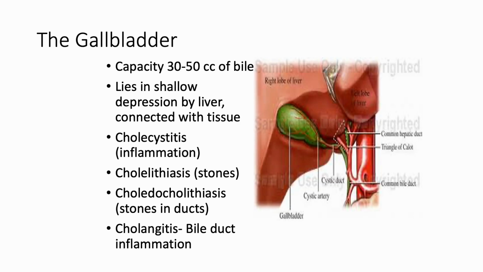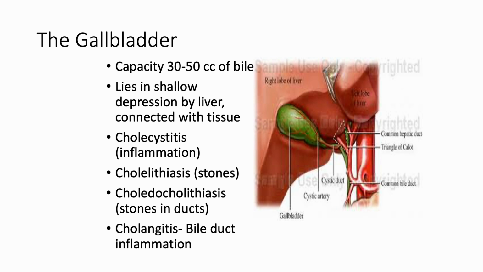Let's go back to anatomy and physiology. We can look at some of the problems that the gallbladder has. We'll first start with where the gallbladder is located. It's in a little depression right here under the liver. It can hold up to 50 cc's of bile.